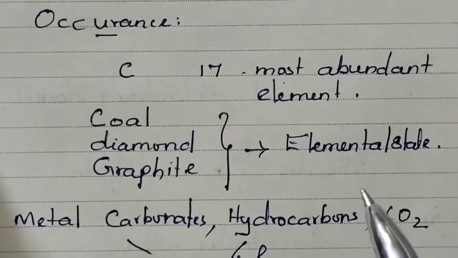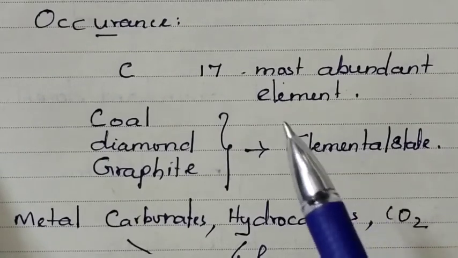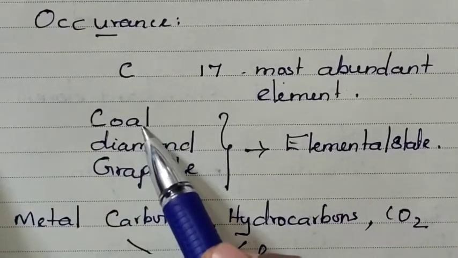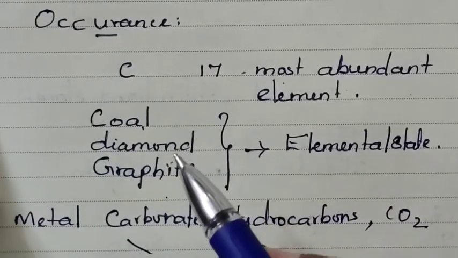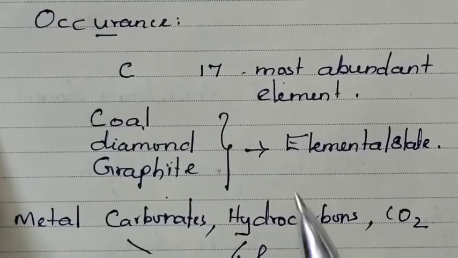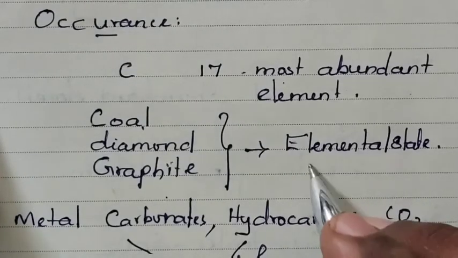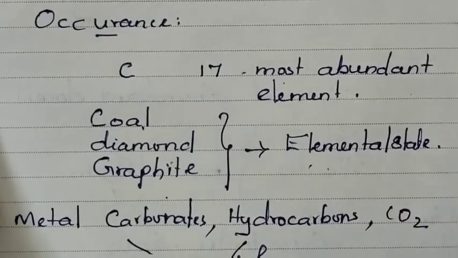In elemental form, it exists in the form of coal, diamond and graphite. In graphite, diamond and coal, it exists in elemental form. It exists as carbon alone.